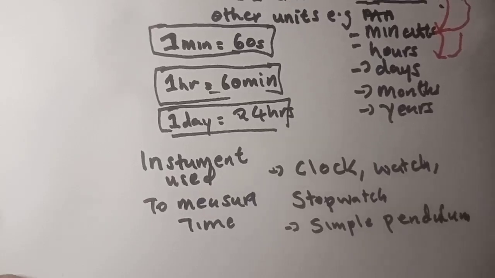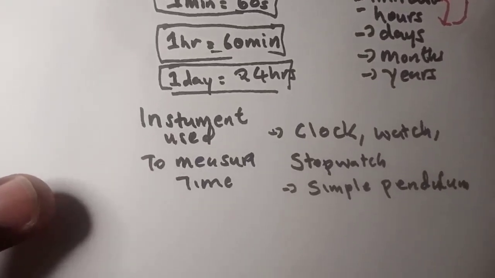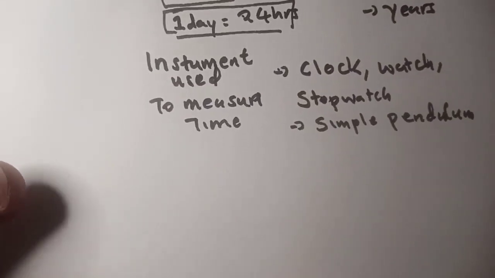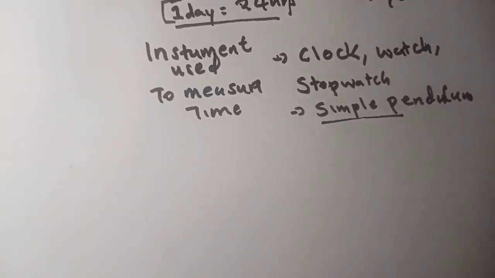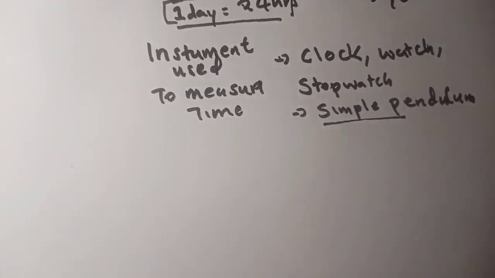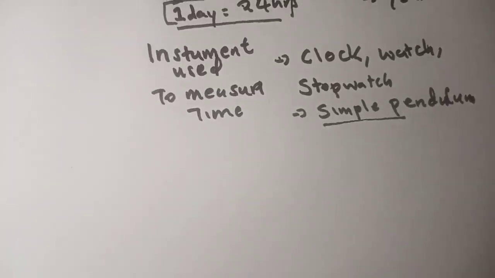We'll look at the simple pendulum in detail. So you can use a clock. Those are just the instruments used to measure the time that we're talking about.